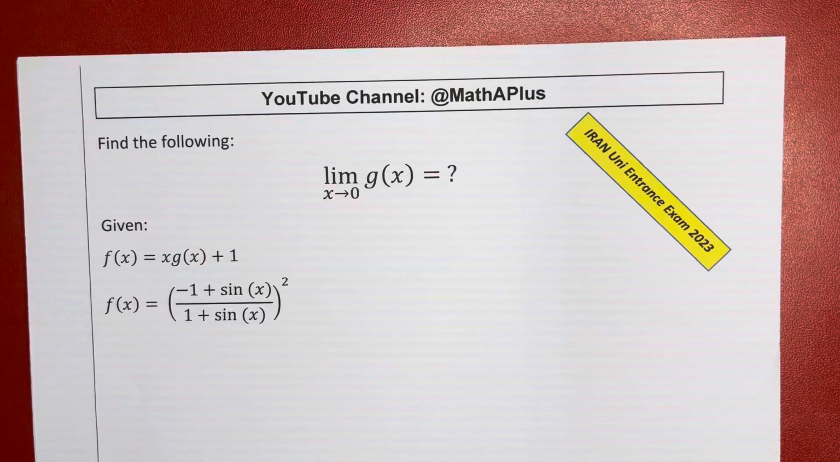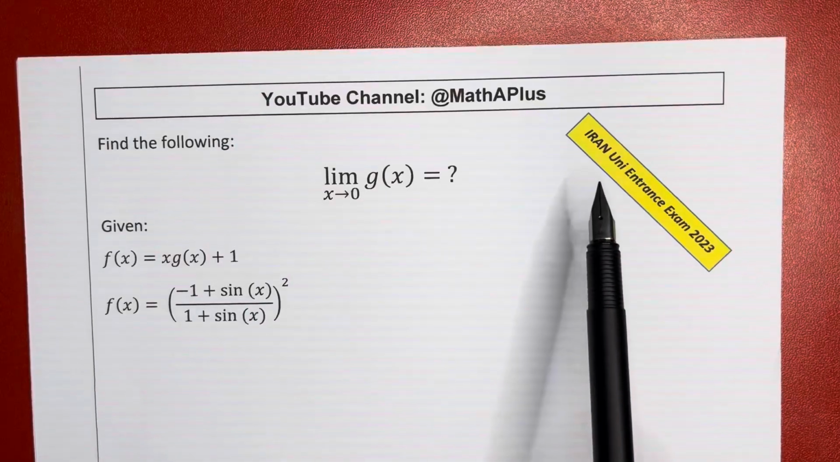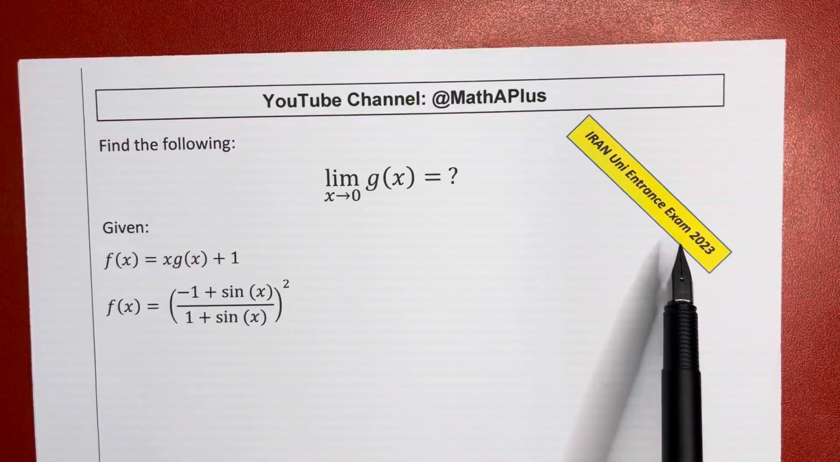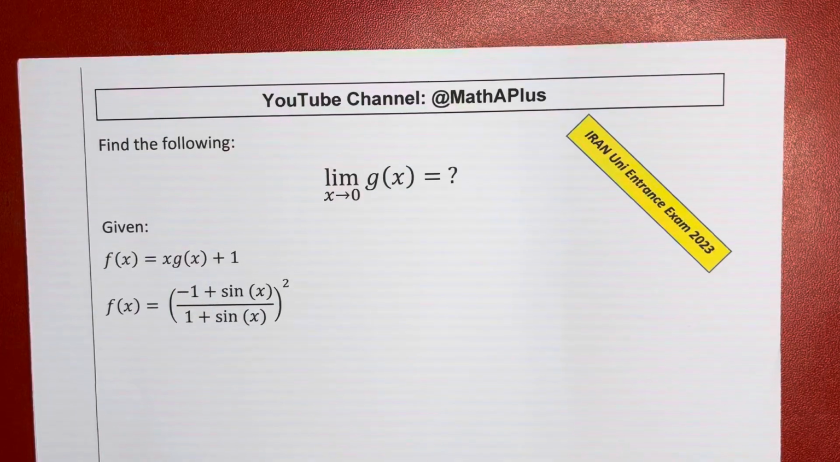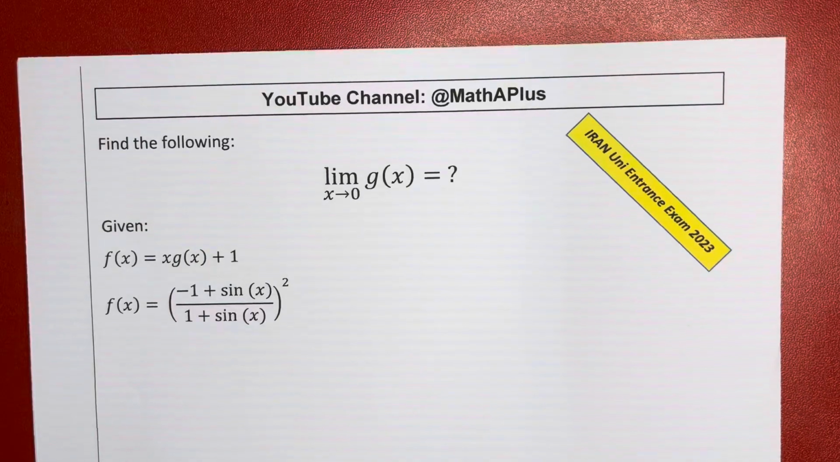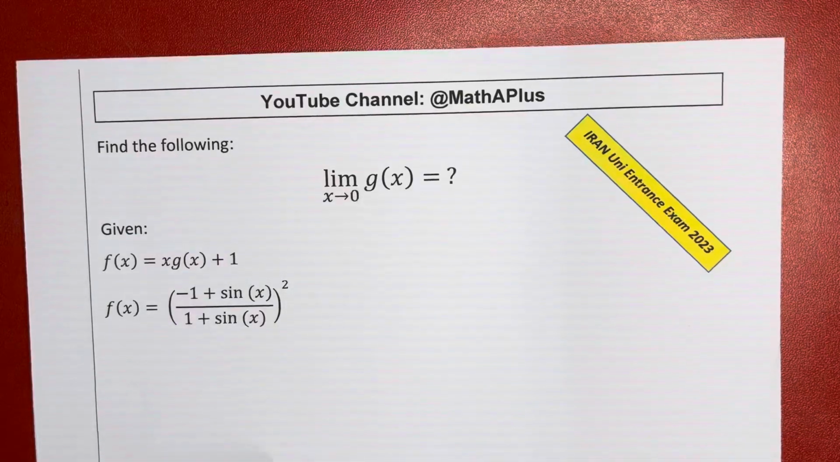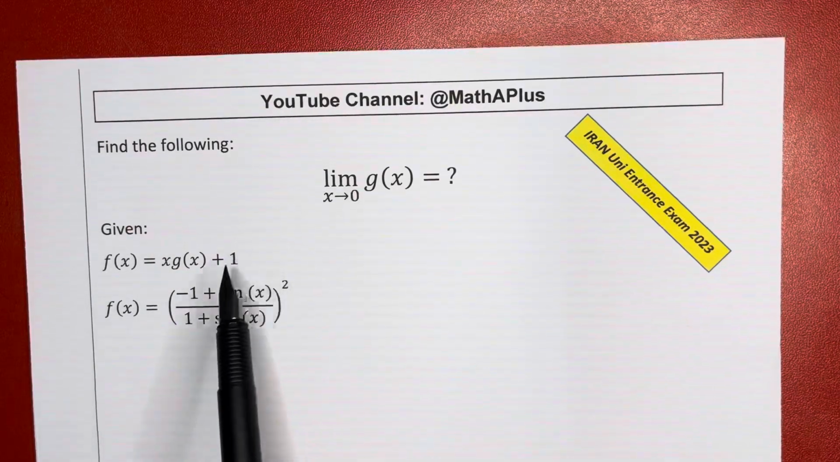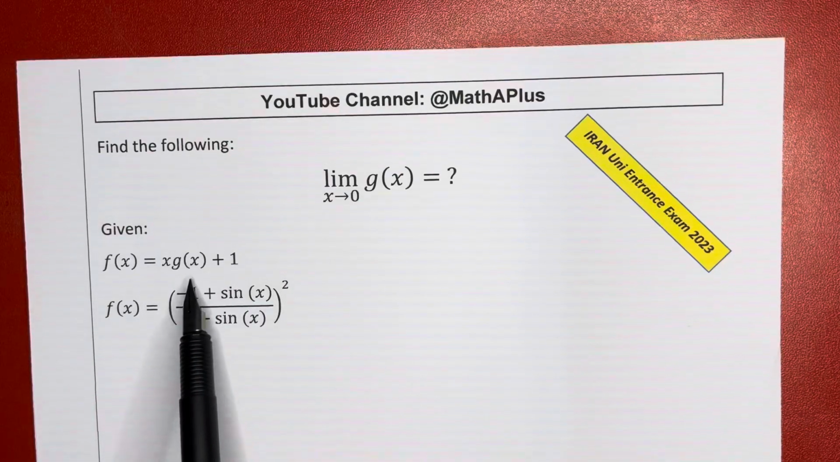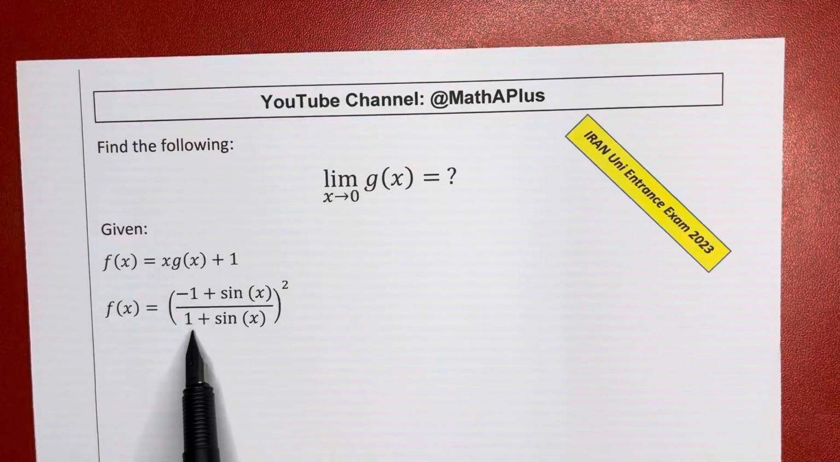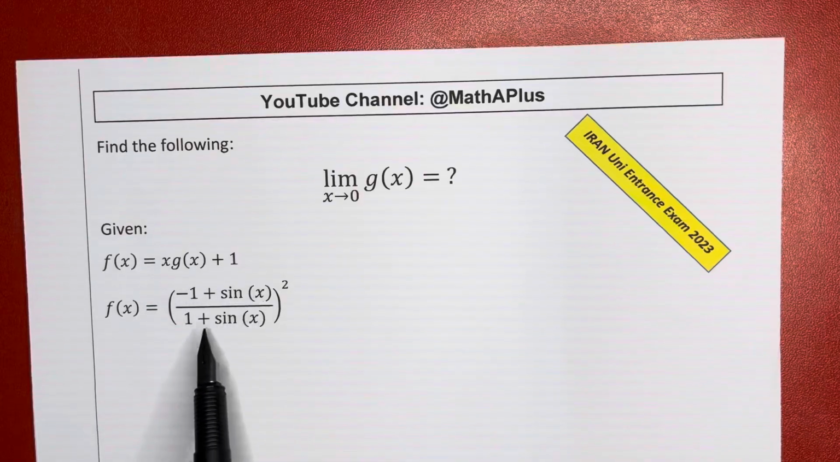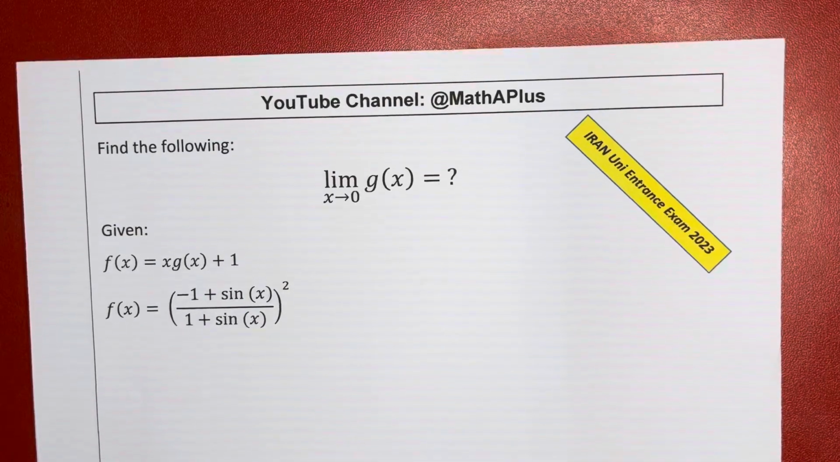Today I have a problem from the Iran university entrance exam from a few months ago in 2023. The problem is related to calculus, where we are going to evaluate limits. Find the limit of g of x as x goes to 0, given f of x is x times g of x plus 1, and f of x itself is ((minus 1 plus sine x) divided by (1 plus sine x)) to the power of 2.